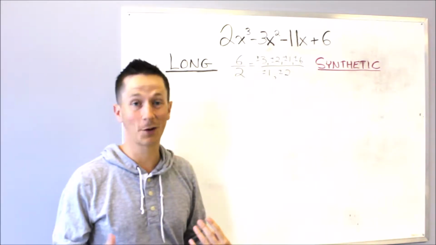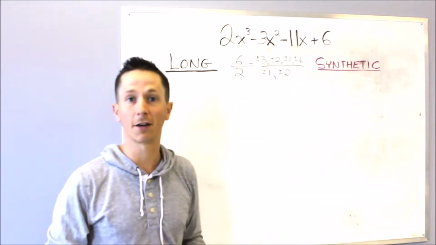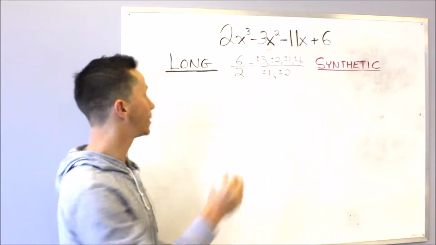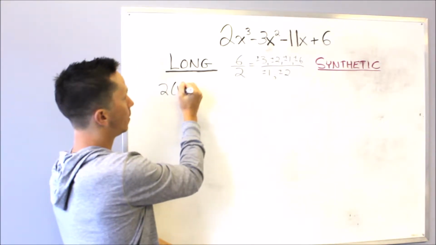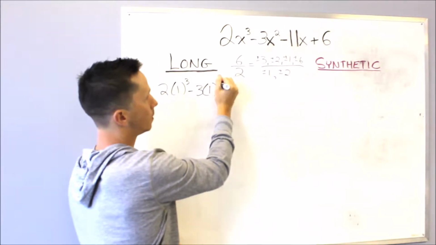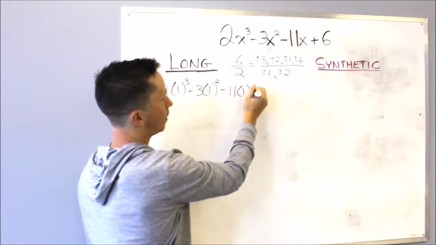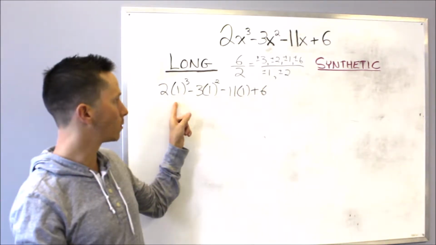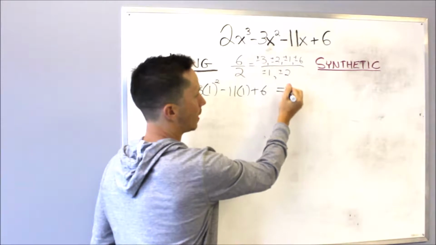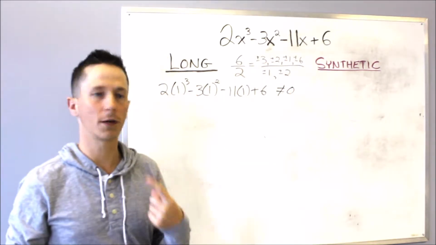So this could take a little while, but hopefully we can do it fairly quickly. I'm going to always start with 1 and negative 1. That's a good way to test. So I'm going to plug in 1 for x. Remember, we're trying to make this thing equal to 0. 2 minus 3 minus 11 plus 6. That does not work. So positive 1 does not work.